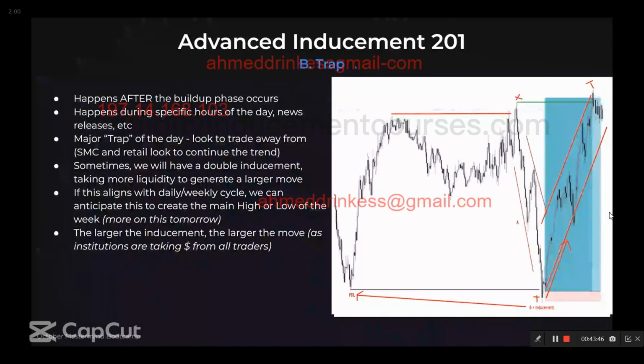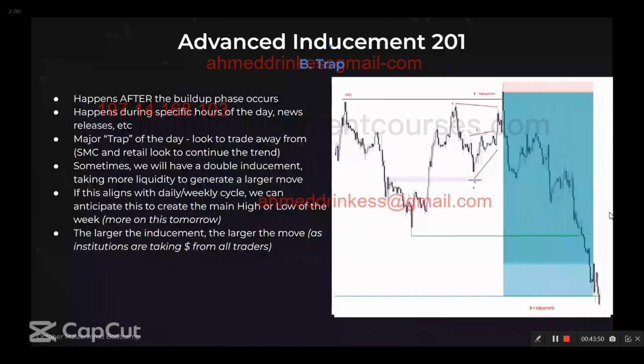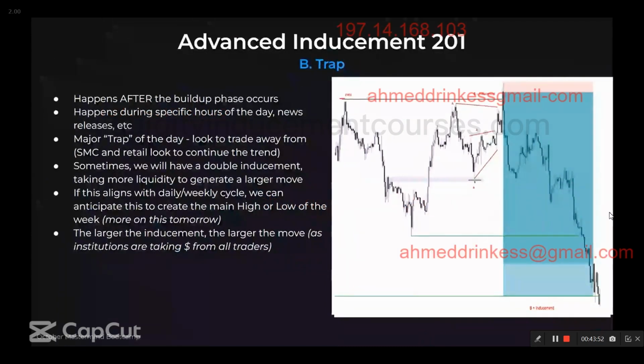All right, and then I think we have one more example if I'm not wrong on this one, right? Then over here as well, same thing. We have the inducement and the trap, induce, and then trap, and then reverse, right?